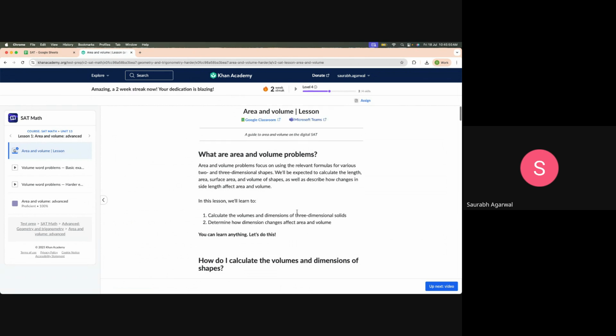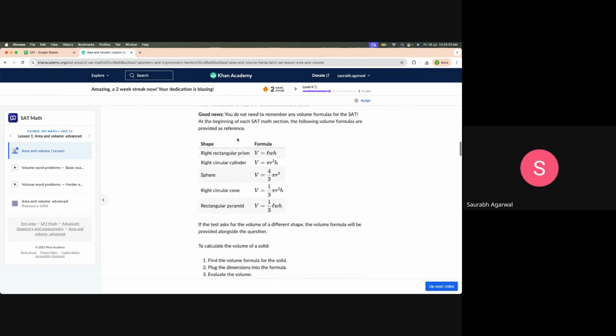Now here in area and volume, basically these kind of formulas will be given, but only for volume. So surface area you will have to figure out. Okay, so keep in mind surface area you will have to figure out.